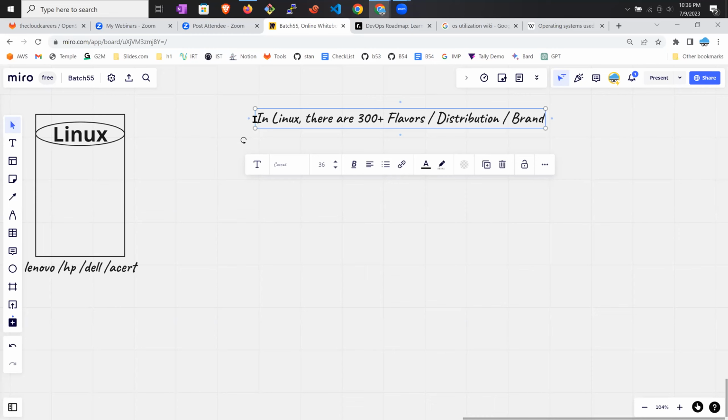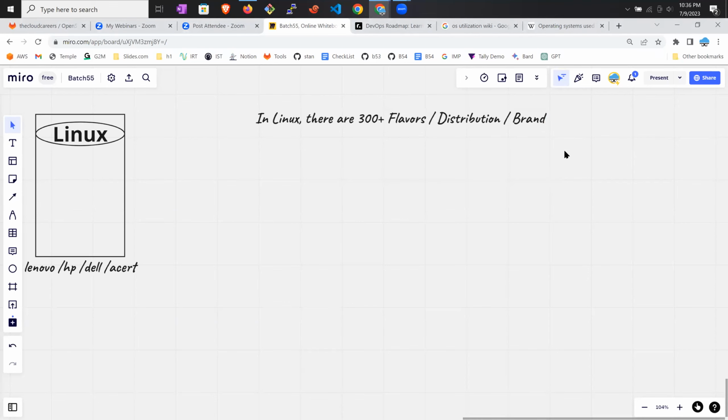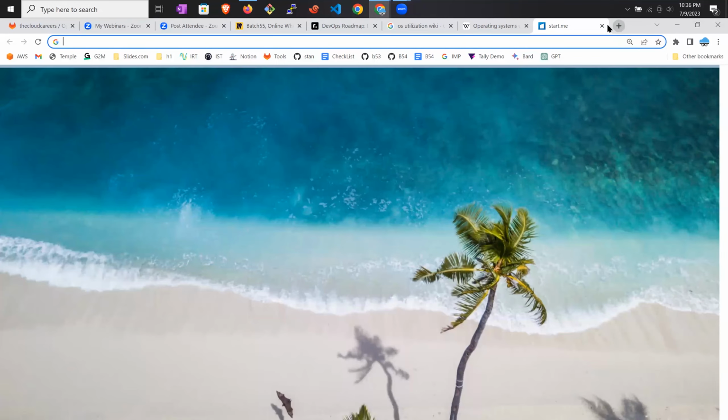Now you will ask me, Manu, do I need to learn all the 300 plus flavors of Linux? Definitely not. In interviews, majority of the times they ask: what are the flavors of Linux that you are aware of? Or what are the distributions of Linux that you are aware of? Or what are the versions of Linux that you have used? Let me try to explain what a flavor or distribution in Linux is. There are 300 plus flavors, so let me try to show you that.